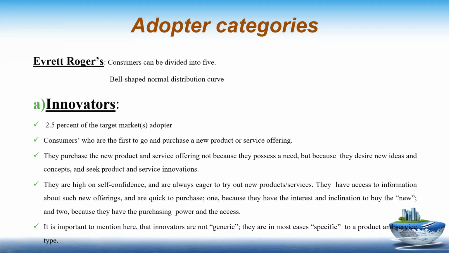We will be discussing each of the categories one by one. Each of the categories has special characteristics and a specified percentage of the target market. So we will be discussing all this. First of all, we will be discussing innovators. This belongs to 2.5% of the target market adopters.